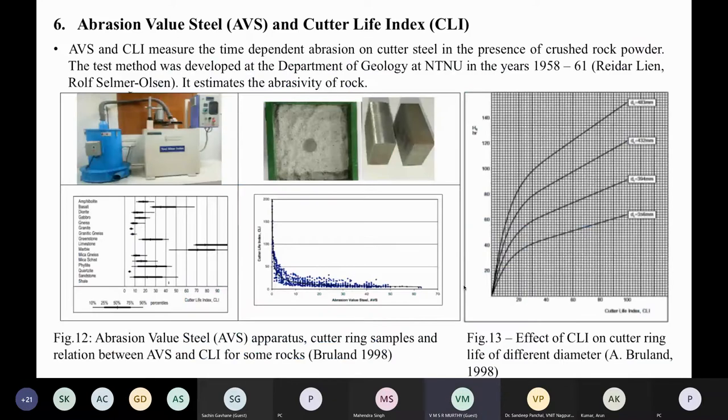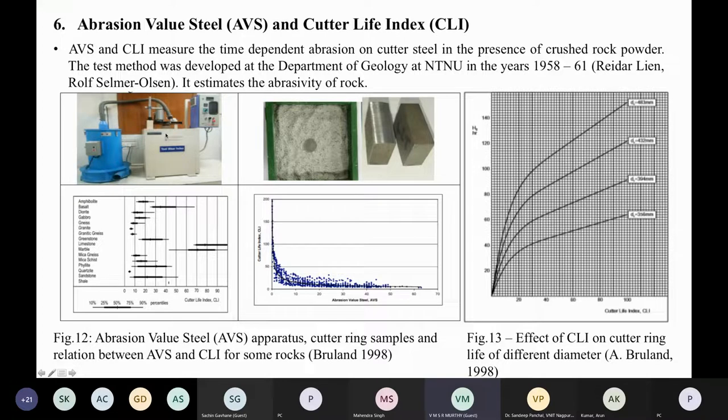Now we'll move on to the next test that we have developed in this laboratory, the abrasion value steel, also known as the bit wear index, abrasion value steel, and finally leading to the cutter life index basically. What you see in this slide, on the left top, is the setup. You have a vacuum cleaner to suck the material after the grinding process is done.